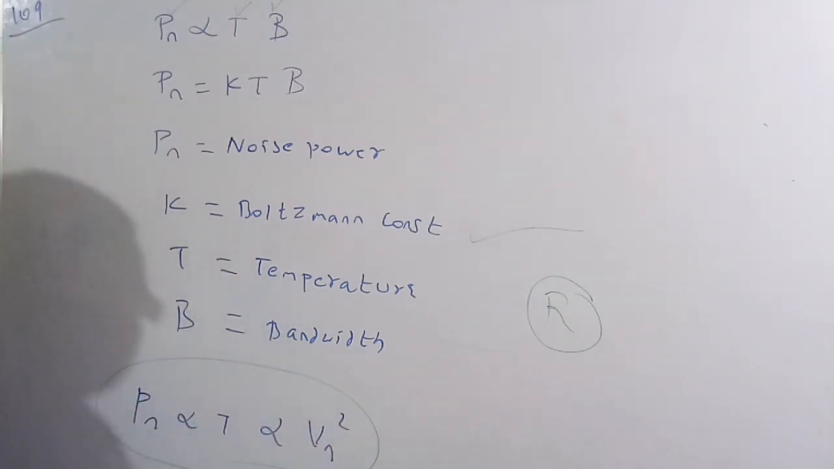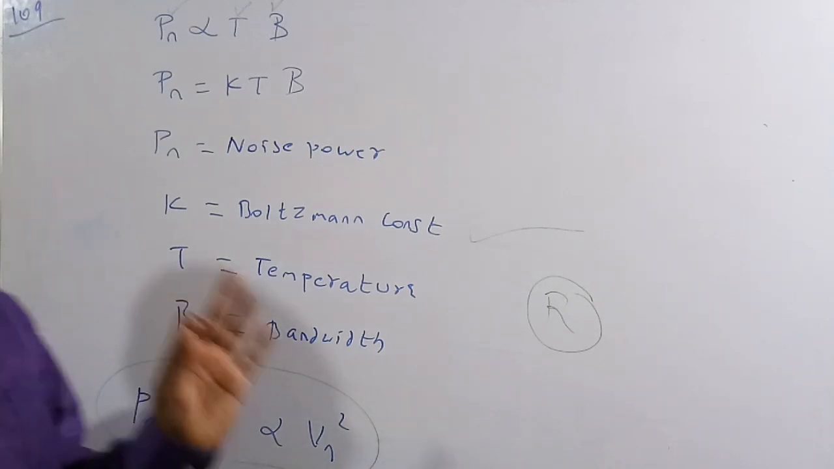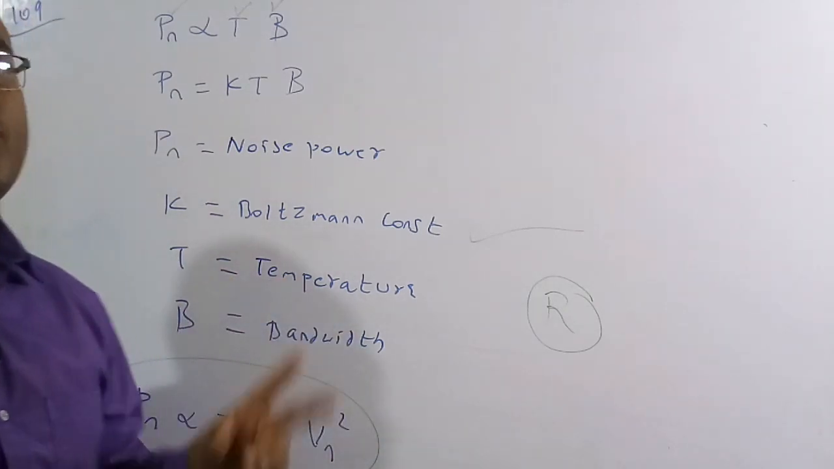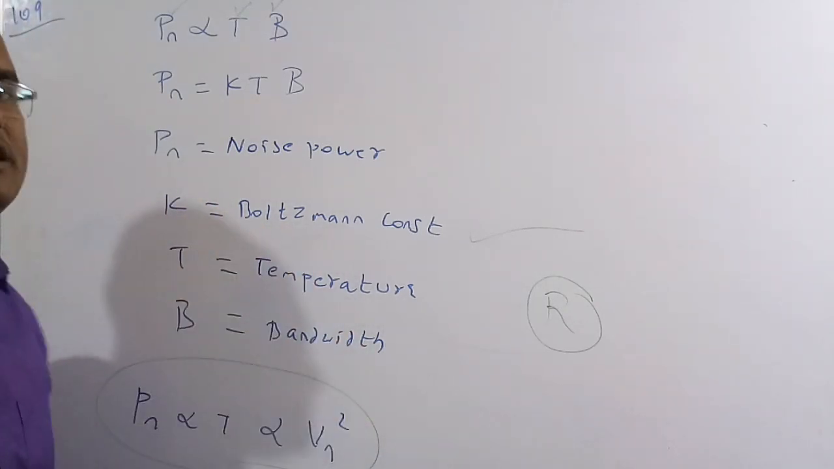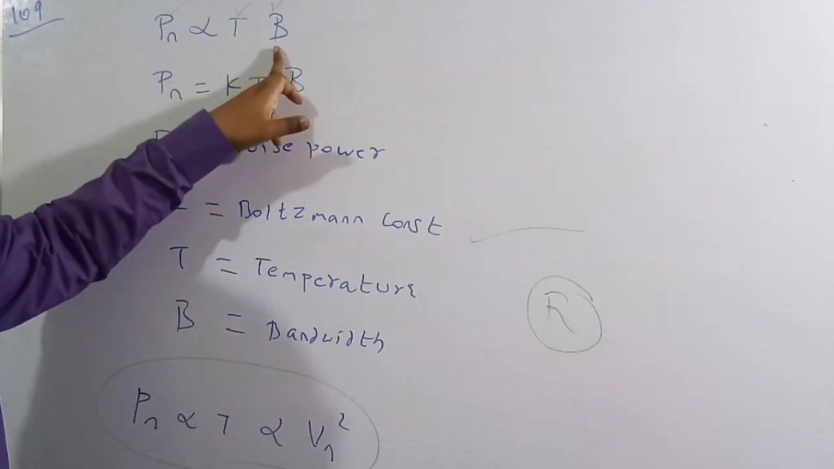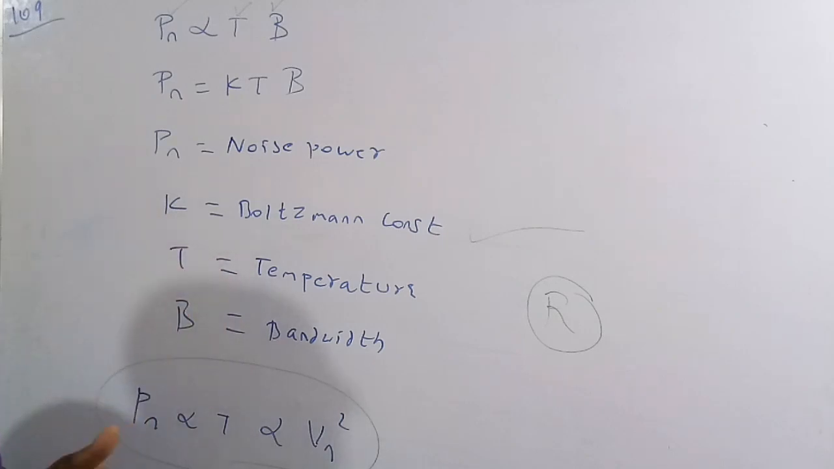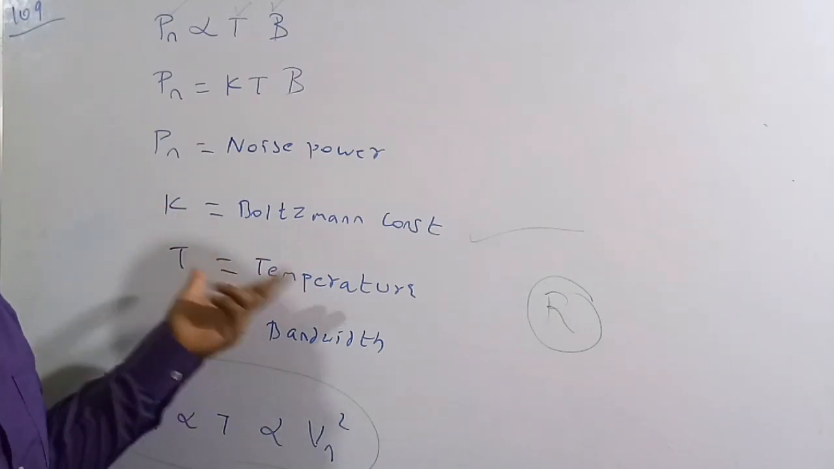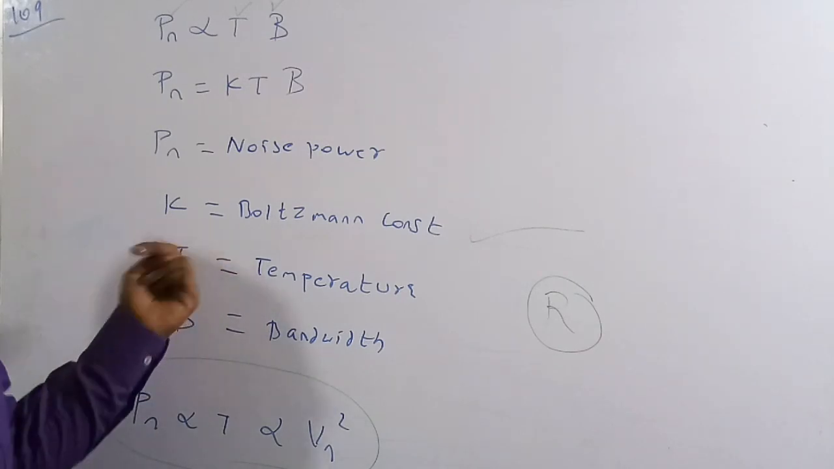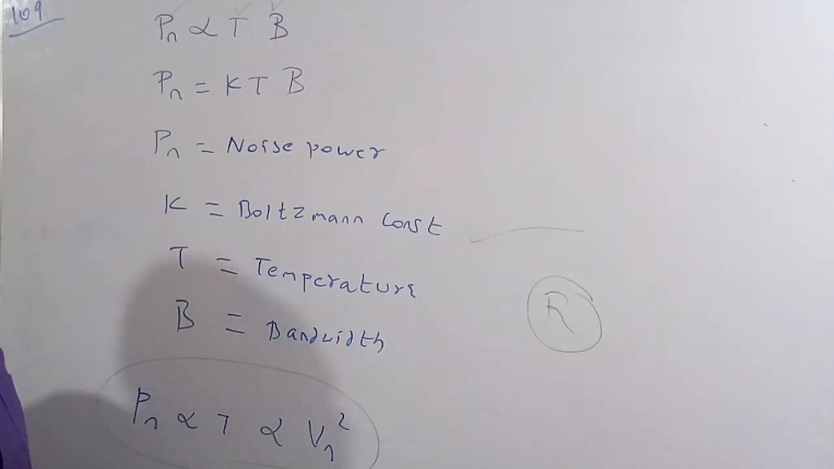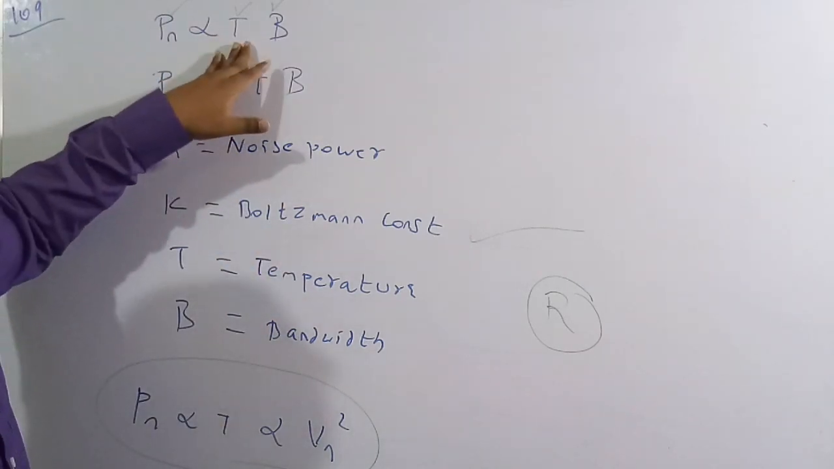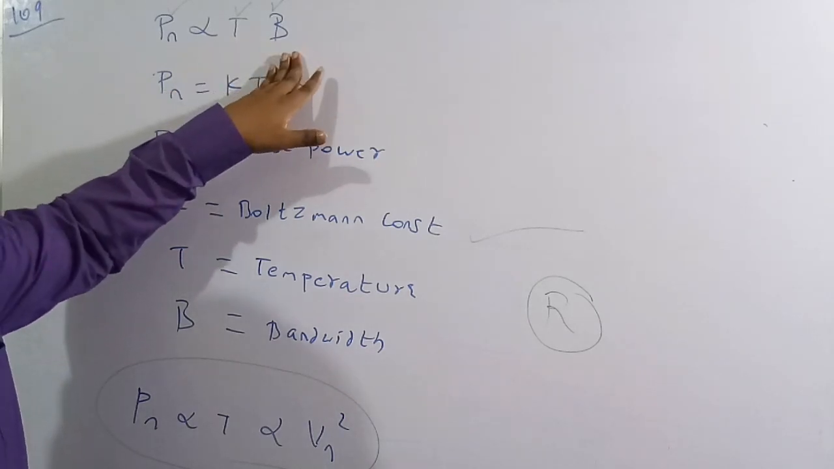So therefore we can conclude that the noise power of any noisy resistor is going to depend upon only two parameters, which are the temperature and the bandwidth. It is independent of the particular resistance value, and also independent of the Boltzmann constant, because K is only a constant value. So the noise power depends only on the temperature parameter and the bandwidth parameter.